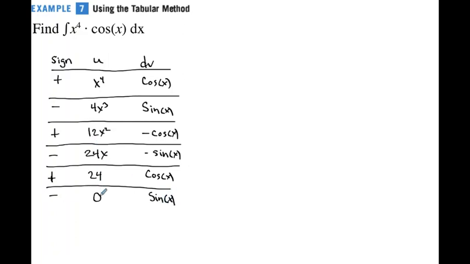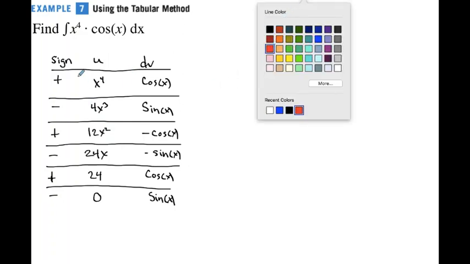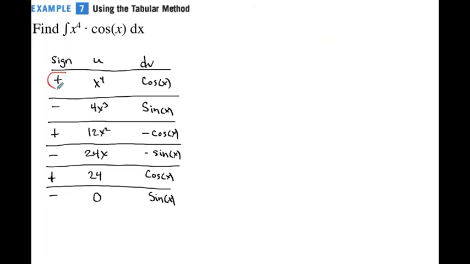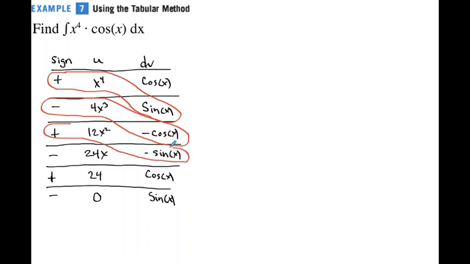So once we got our 0, we stop. And now we're going to use this table to generate each term of the antiderivative. So the way this works is we take the sign with the u, and then we group it with the v. We say, great, now let's take the next sign with the next u and the next v. And we keep doing this. And these will be each of the terms of our answer.